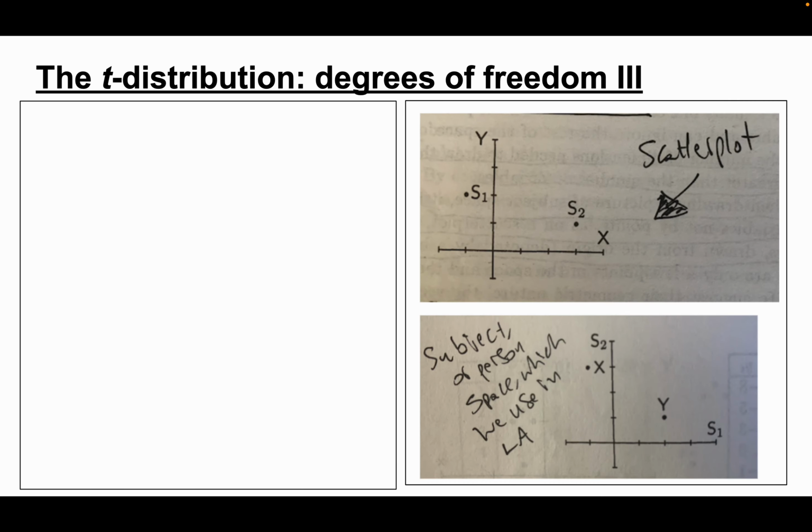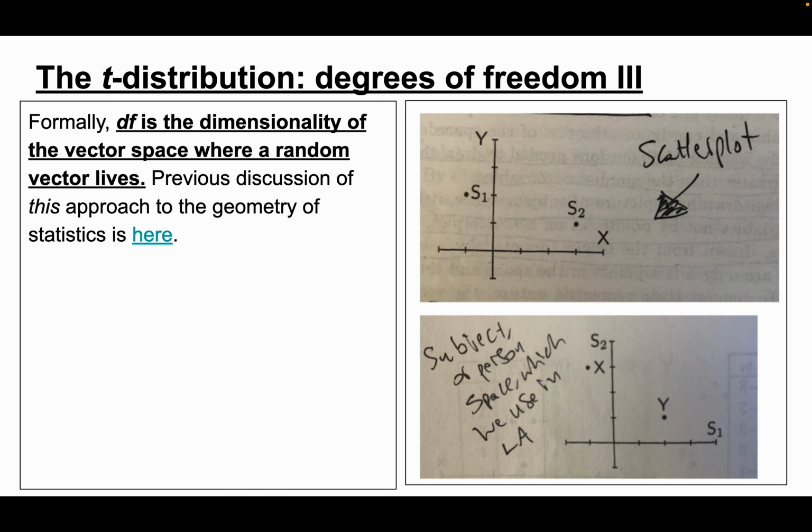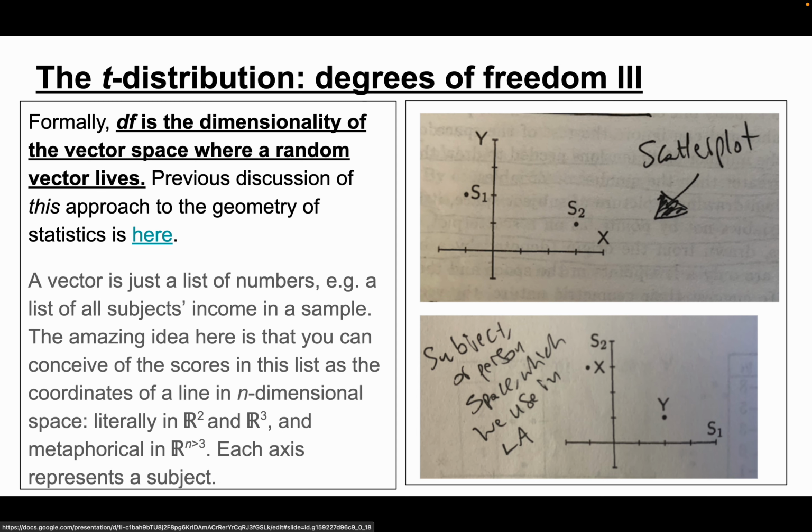I did also want to briefly discuss degrees of freedom. This is optional. But I mentioned before that degrees of freedom are kind of this concept of pieces of information that are free to vary. Formally speaking, one way to think about it is that degrees of freedom are also the dimensionality of the vector space where a random vector lives. You can see previous discussion of this approach to the geometry of statistics in my last set of lectures.